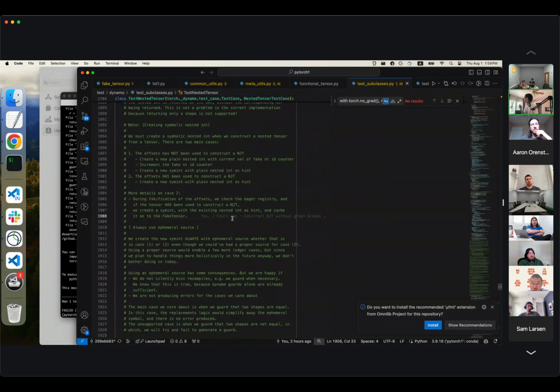Oh, is this the two NJT case? If I return two NJTs that are based off the same offsets tensor, you're going to give them distinct nested ints, aren't you? I think we should give them the same one. During runtime, the AOT autograd runtime wrapper, when it's constructing the first one, caches it. So the second time it sees that it's already cached, and it would be the same, I think.